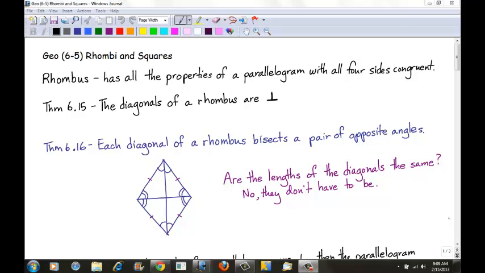Okay. First, the author defines a rhombus. It has all the properties of a parallelogram with all four sides congruent. Okay, a rhombus has all the properties of a parallelogram with all four sides congruent.